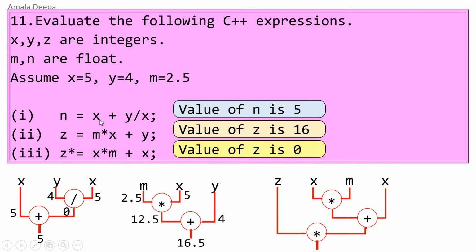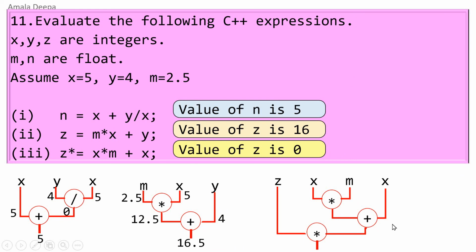But when this gets stored in the variable z, it becomes 16. Because in the question, it is mentioned that z is an integer. An integer variable cannot store a float value. It can store only an integer value. So 16.5 is stored as 16 in the variable z. That is why the value of z is 16.